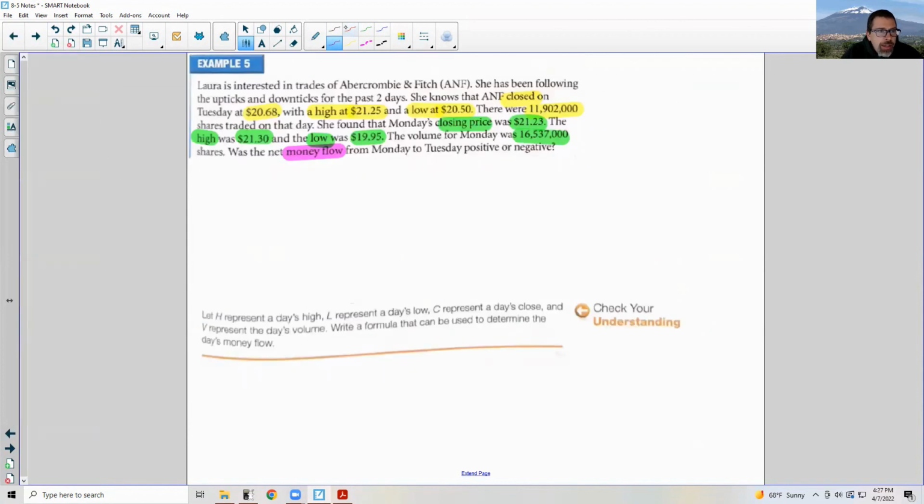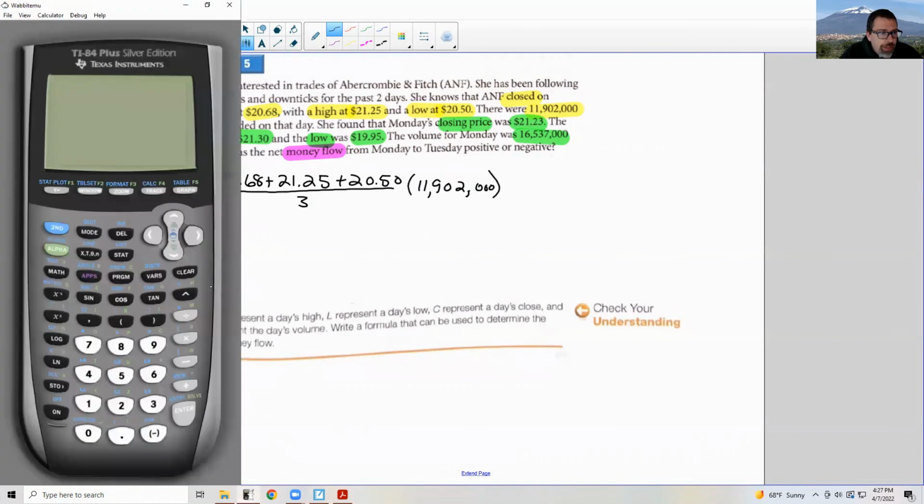So we're going to take on the first day, the close plus the high plus the low divided by 3, that's the average, and then you multiply that by the volume. So there's the formula for that, okay? So I'm going to just use my calculator for this to save time.